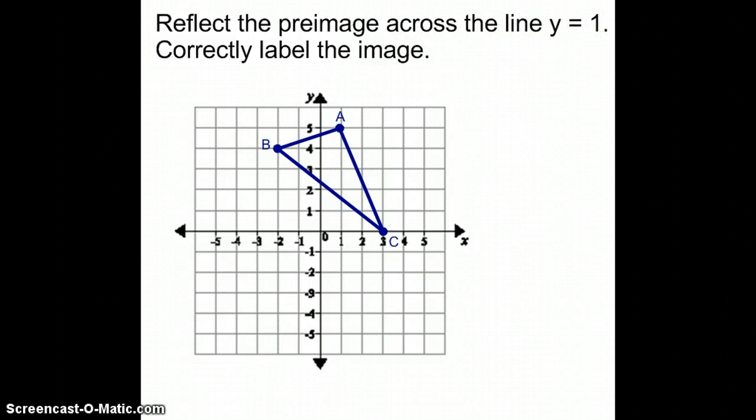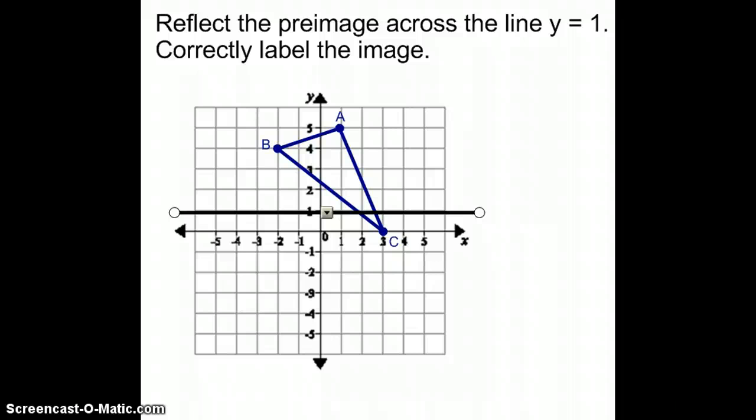So first we need to graph our mirror line, sometimes called the reflection line, and that is the line y equals 1. Y equals 1 is a horizontal line that is 1 unit above the origin. Now that we have our reflection line drawn, we can start to reflect our points. Recall that our points are equal distance away from our mirror lines.